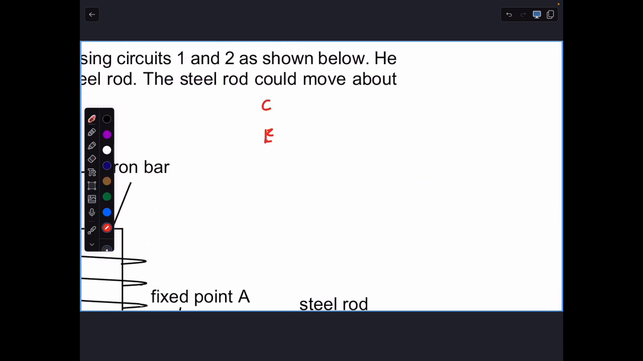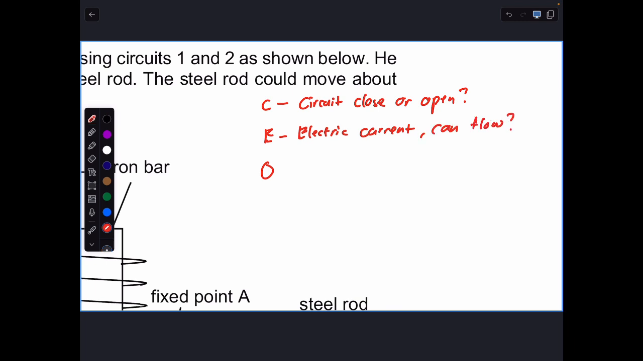CEO. C is your circuit. Is it closed or open? E is your electric current or electricity. Can it flow through the circuit? Don't keep telling me flow where, I don't know. Flow through the circuit. O is the outcome.